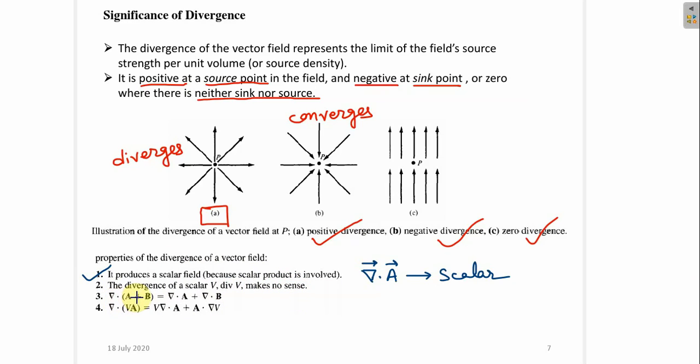Del dot (A plus B) is equal to what? By the distributive property, del dot A plus del dot B. We can separate it. And del dot (VA) is what? V del dot A plus A dot del V. So these are the four properties of the divergence of a vector field.